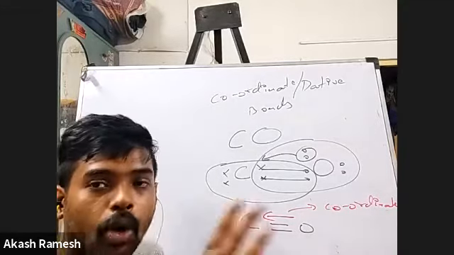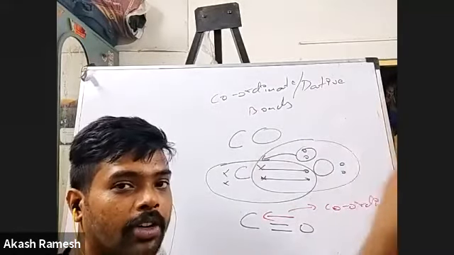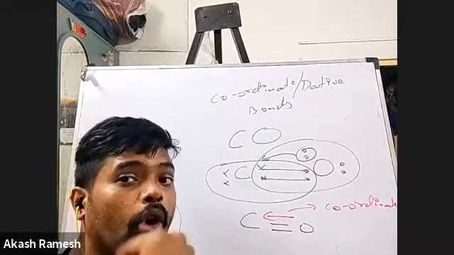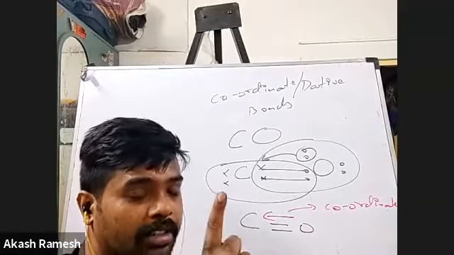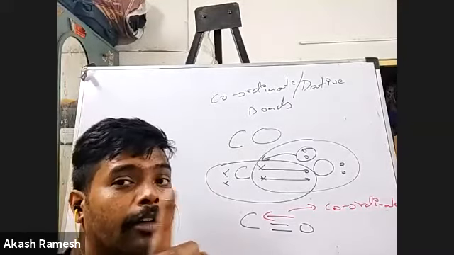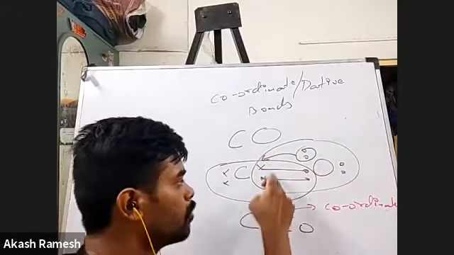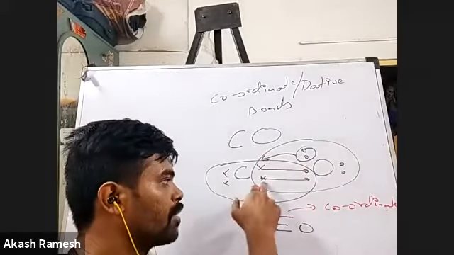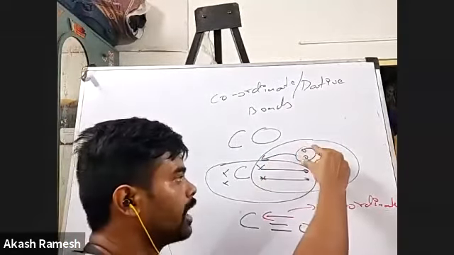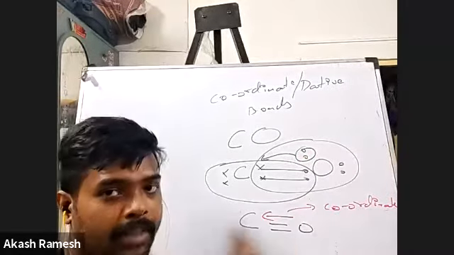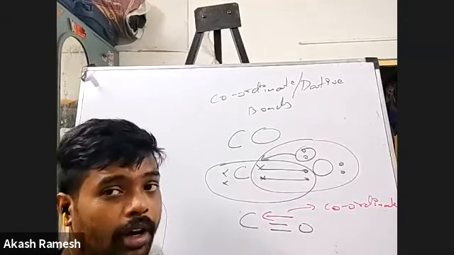So what is so special about a coordinate bond? In a normal covalent bond, two electrons are shared, with one electron coming from one atom and the other electron from the other atom. If it is a coordinate bond, there are also two electrons, but the only difference is that both electrons are coming from a single atom, in this case the oxygen atom. The other two bonds, the pi bond and the sigma bond, are normal covalent bonds, with one electron from carbon and another from oxygen. But in this bond, both electrons come from oxygen and are donated to carbon. Basically, this is also shared, but both electrons come from one single atom. Those kinds of bonds are called coordinate or dative bonds.